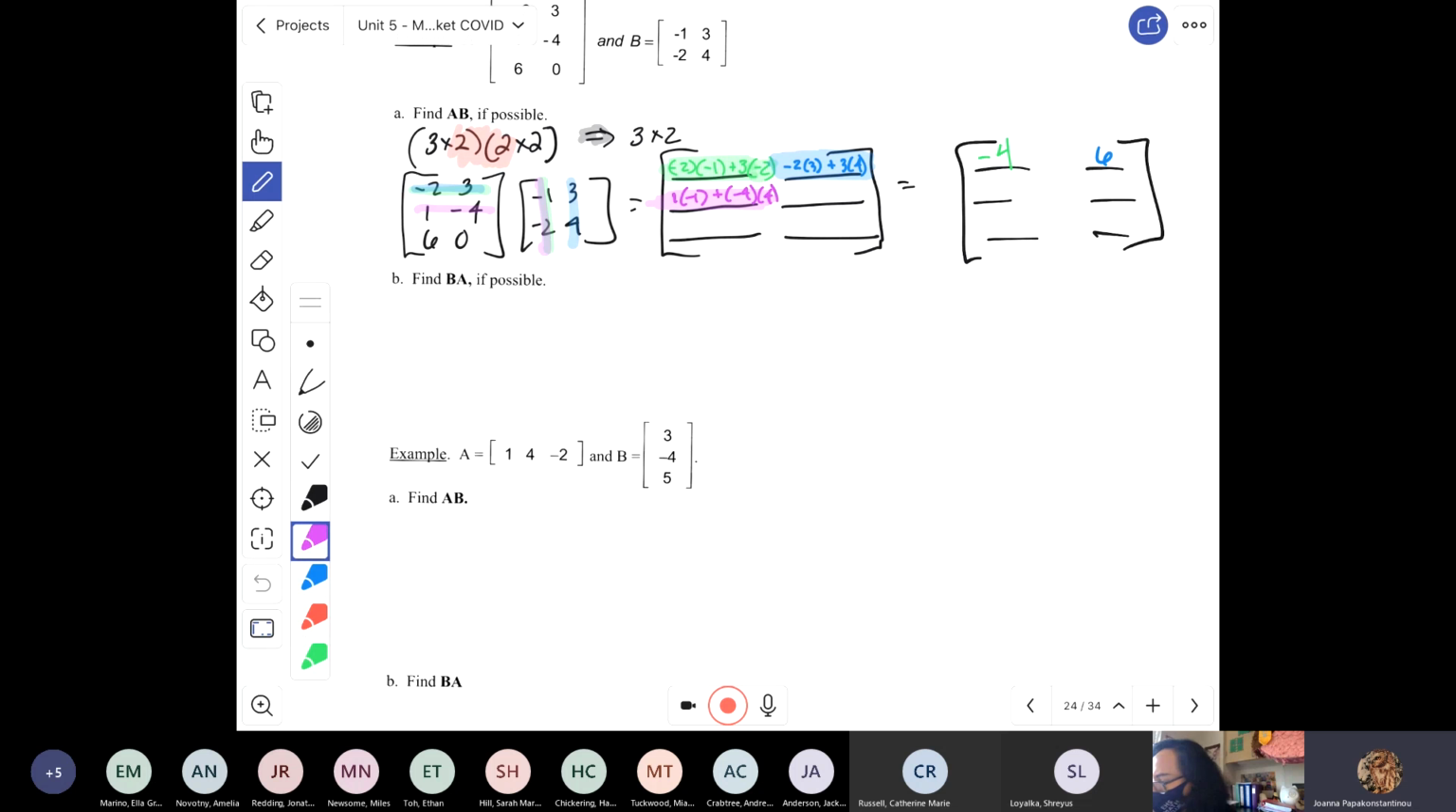Perform those operations and what goes in the 2, 1 position? Oh, no, sorry, that's a 2. That's a 2.